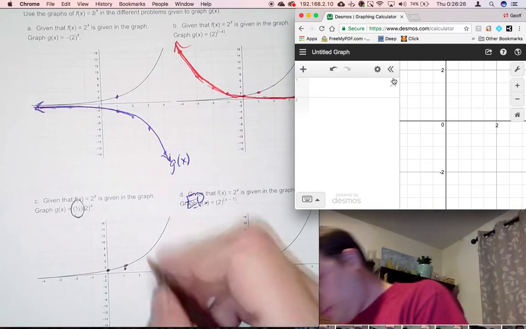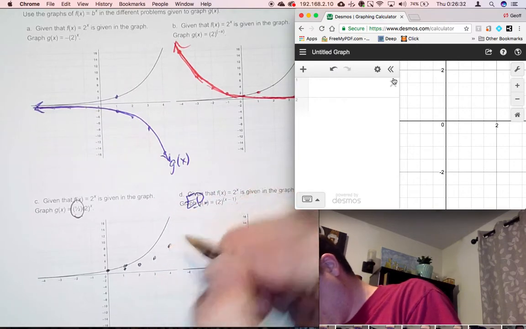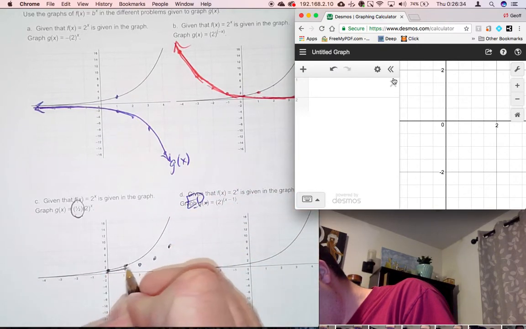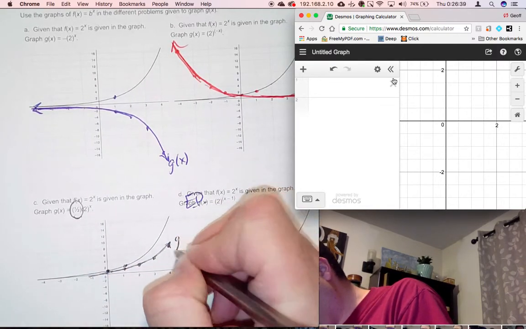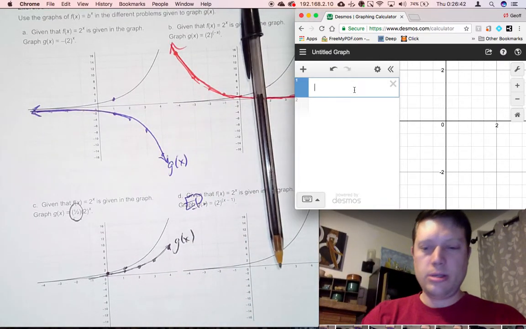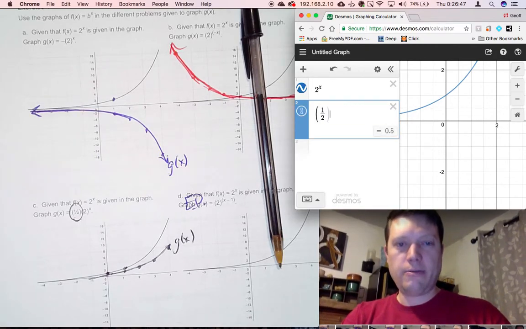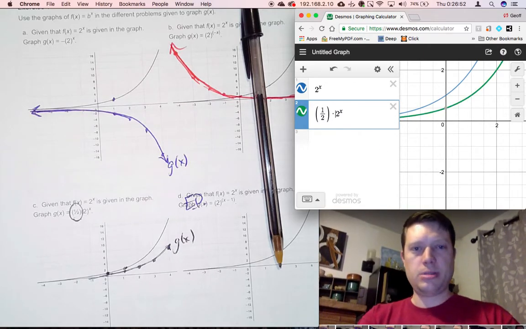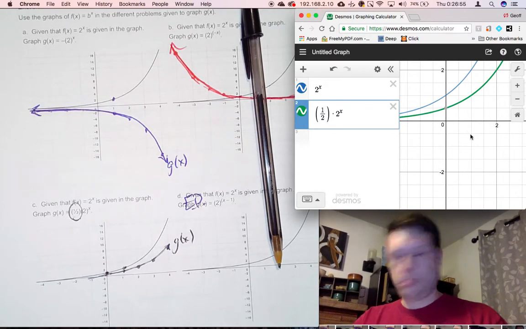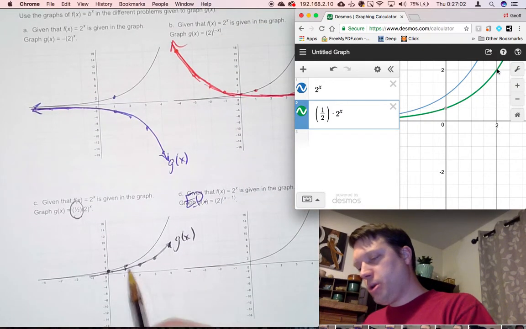Every y value, cut it in half. And so we get this function. I'm going to graph this just so I'm not lying. I feel good about not lying. 2 to the x and 1/2 times 2 to the x. There we go. Yeah, for sure. 1, 1, 2, 2. Yeah, okay. So I agree with that function right there.